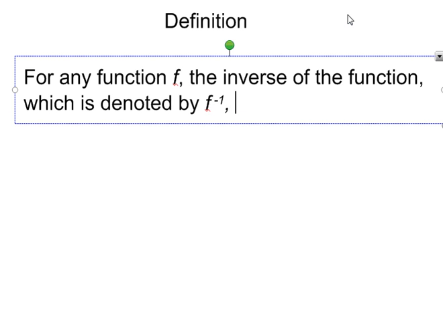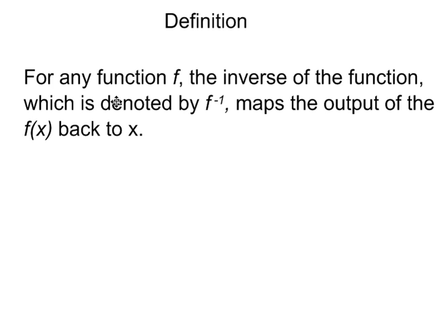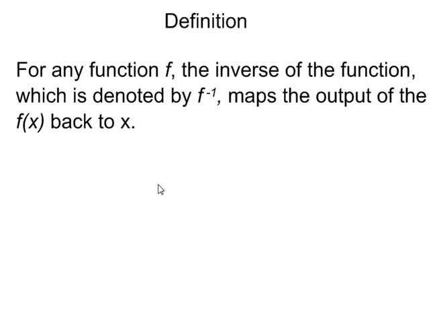What this does is it maps the output of the function f of x back to x. So in other words, if you take something and you do the function f to it, and then you run it back through the inverse of f, you come out with the same thing that you started with. So in English, I would say that the inverse undoes the function.